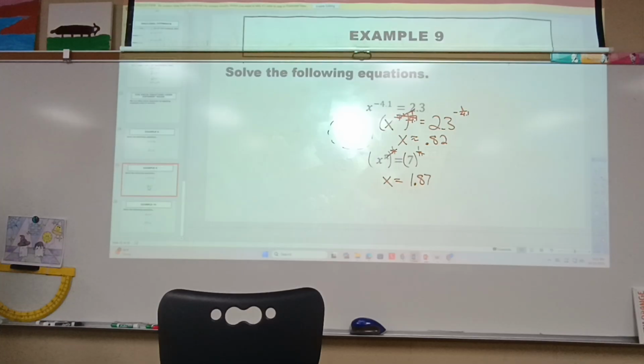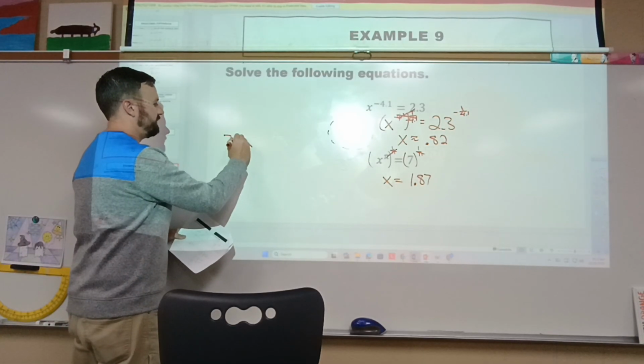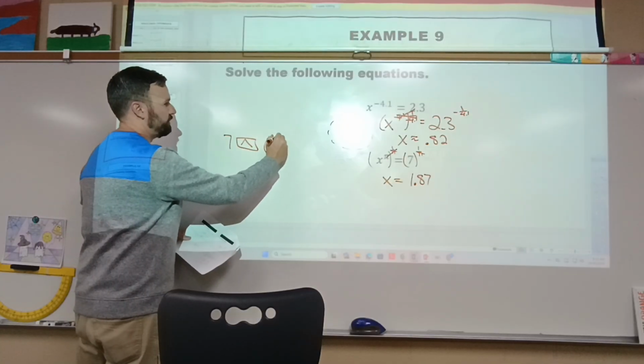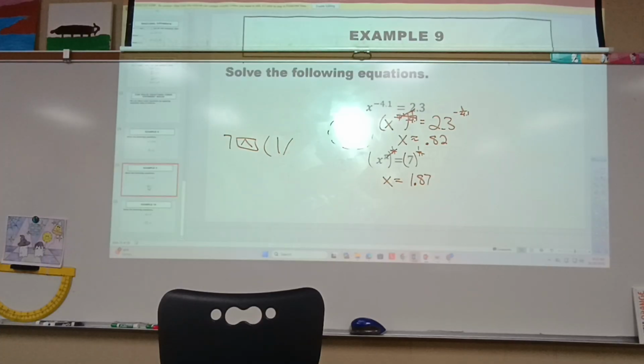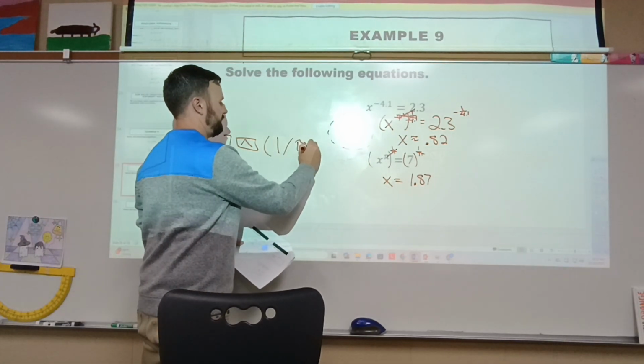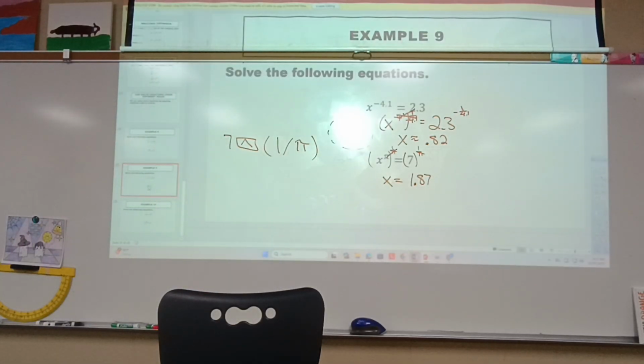How would you plug that one in? I would do 7, caret key, parentheses, 1 divided by, and then you have a pi button on there. Second caret key. It's the blue part, depending on where you're at. And then use the second caret key. Yep, good questions.